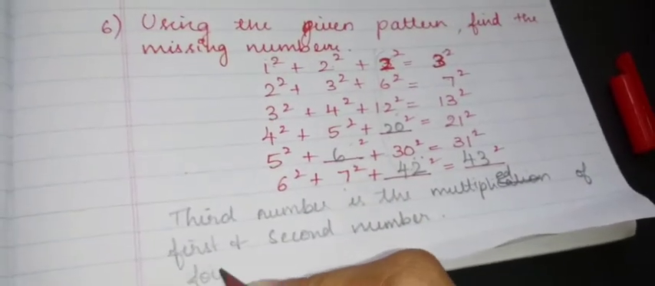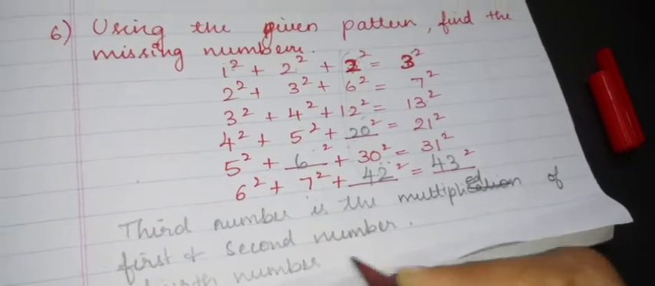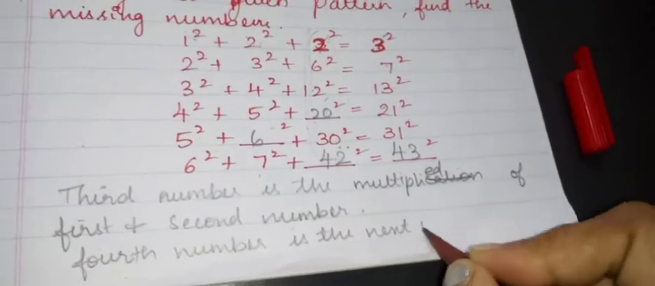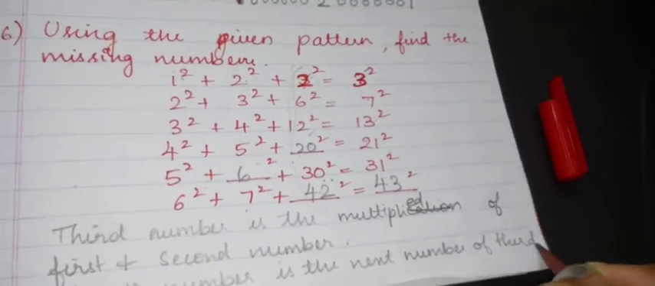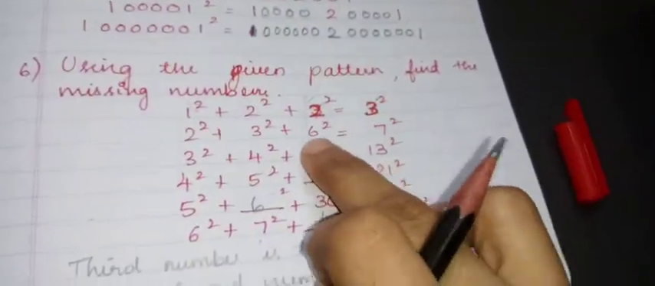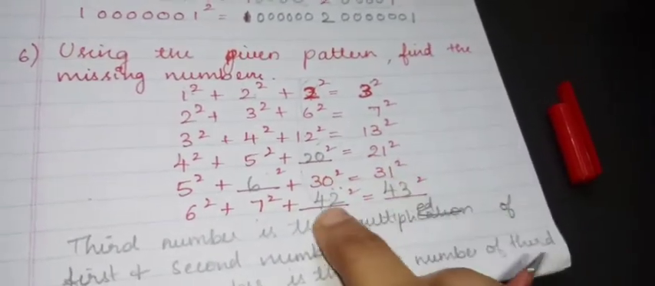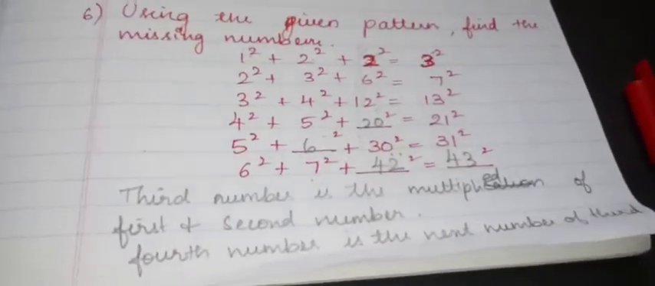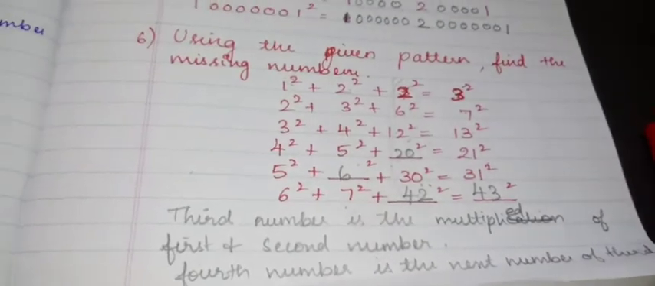Then fourth number is the next number of third, correct? Because the fourth number is the next number of third. 2, 3, 6, 7, 12, 13, 20, 21, 30, 31, 42, 43. So you can write this reason in the gap where it is given. You can write these two questions in your textbook and your homework also in the textbook.